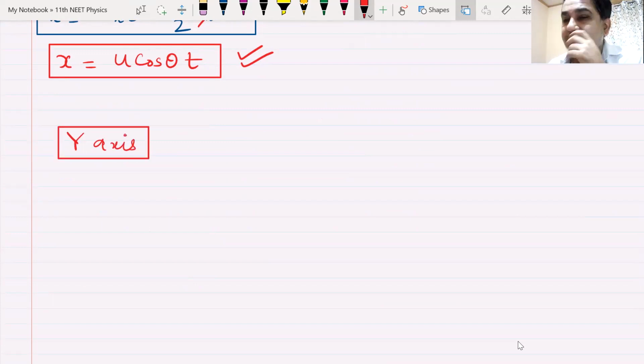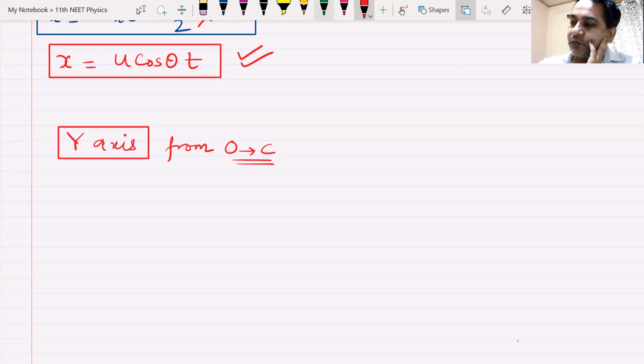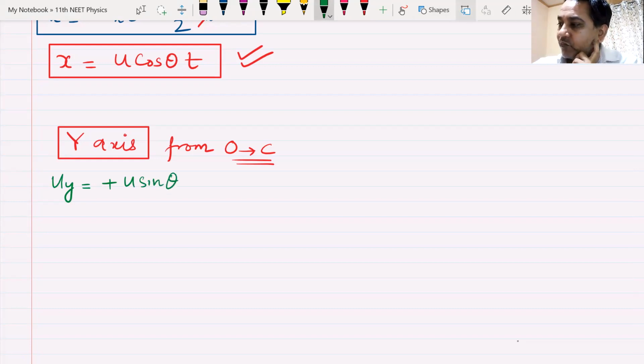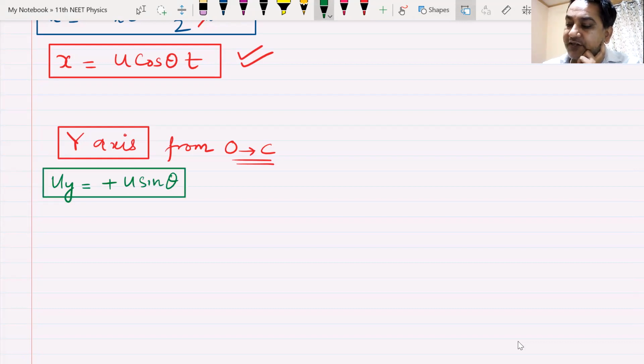I will apply the same equation along the vertical axis, y-axis. From which point to which point, Niharika? Yes, from point O to point C. Let us first write what are the things we know. We know the initial velocity uy is plus u sine theta.